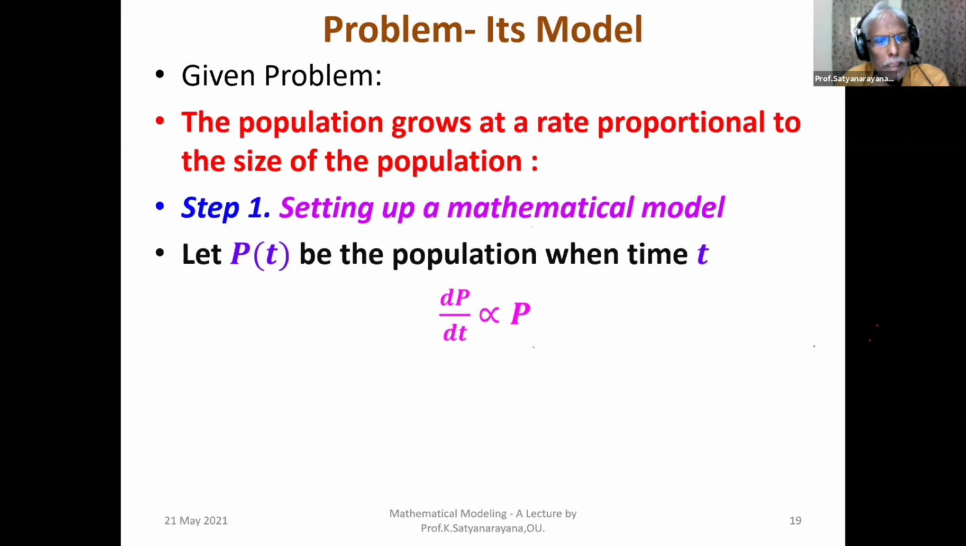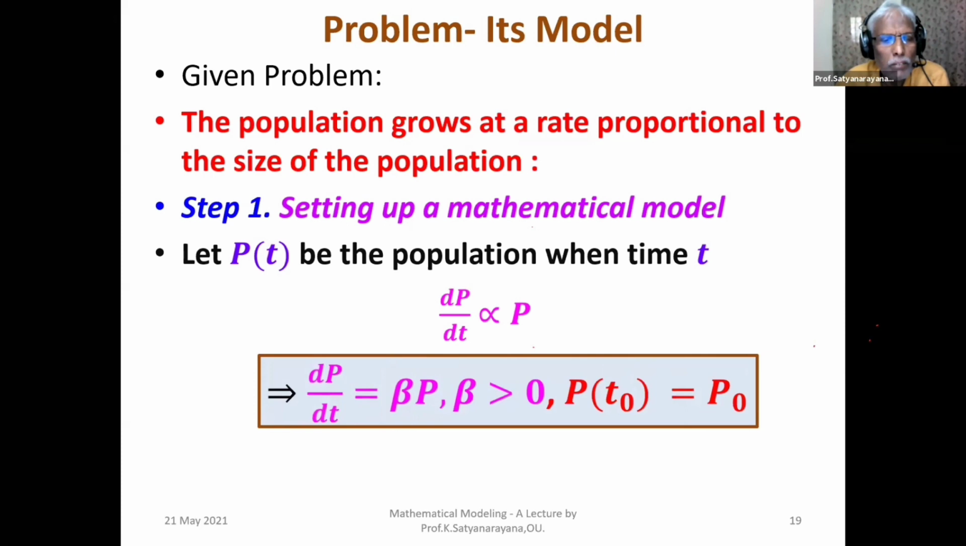Then your law says dP/dt is proportional to P. That will be dP/dt = βP, where β is the constant of proportionality, where β > 0. Why? Because the population is growing. And you have an initial condition: the population when time t = t₀ is P₀. When t = t₀, the initial time, the initial value is P(t₀) = P₀. This is the mathematical model: dP/dt = βP, where β > 0, P(t₀) = P₀.